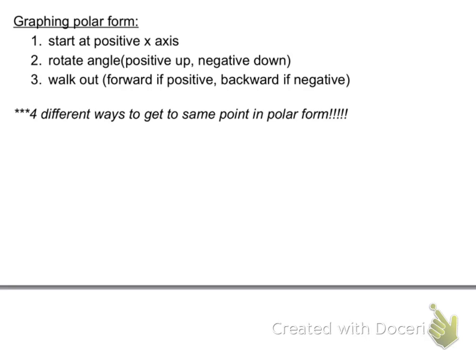And then in step 3, you get to walk. Now here's the thing. Wait a minute. You can walk forwards and you can walk backwards. See, here's the thing. If the radius is a positive number, that means you're going to walk forwards. But if it's a negative number in front, you don't walk forwards. You're looking this way, but you walk backwards.